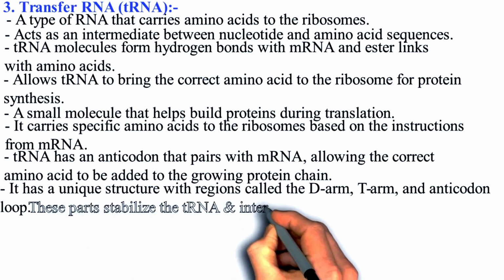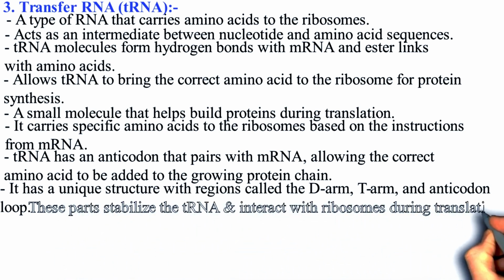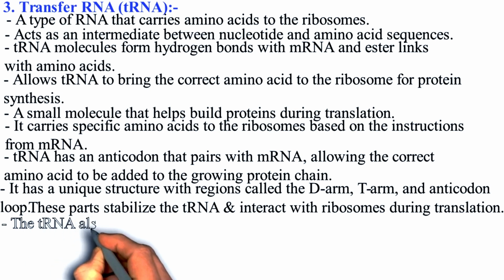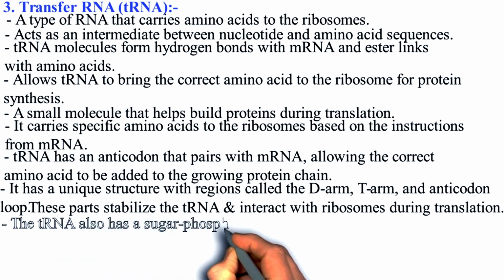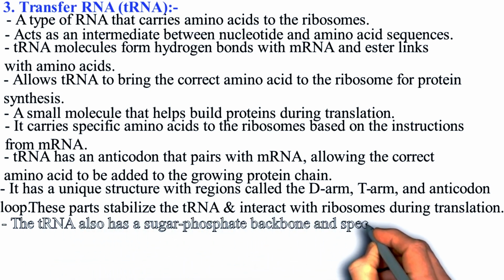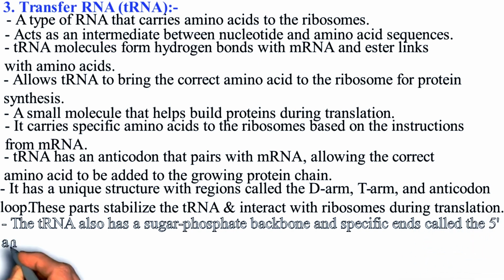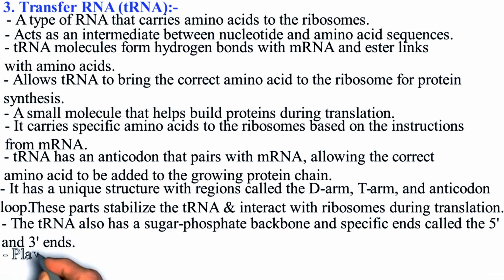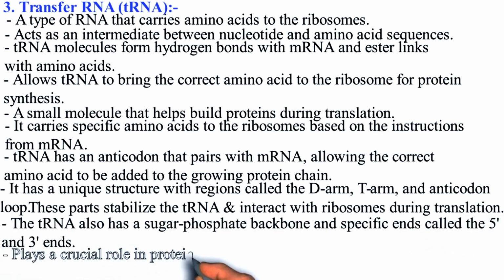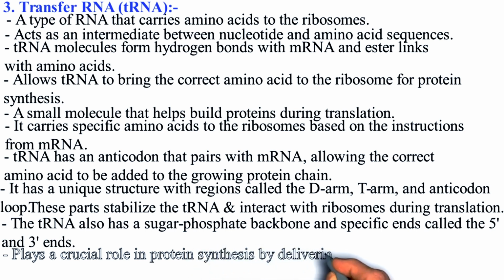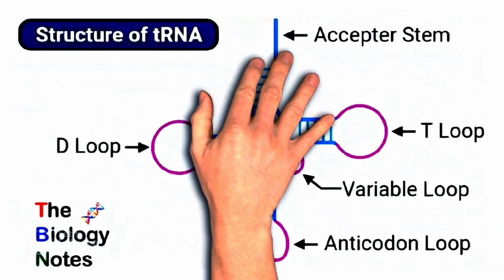These parts stabilize the tRNA and interact with ribosomes during translation. The tRNA also has a sugar phosphate backbone and specific ends called the 5' and 3' ends. Overall, tRNA plays a crucial role in protein synthesis by delivering amino acids to the ribosomes.